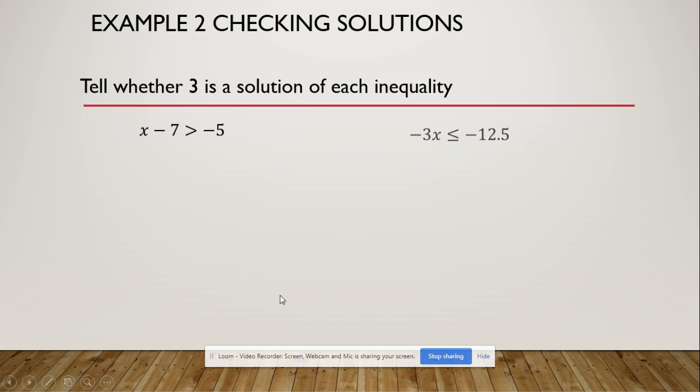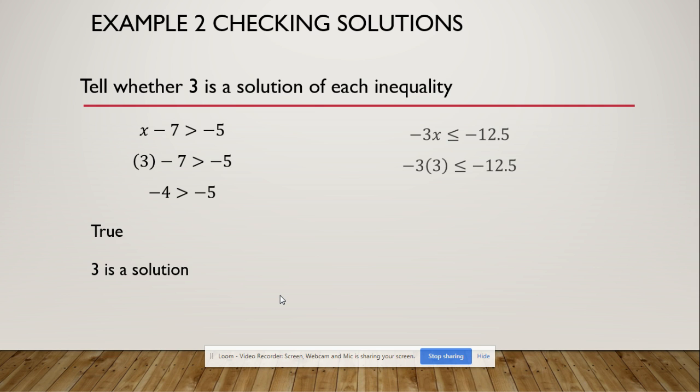All right, so we're going to tell whether or not 3 is a solution to either of these. Step 1, substitute in 3. Just change the variable to 3. 3 minus 7 is -4. Now, -4 is a warmer temperature. It's higher up on the thermometer. So this is a true statement. -4 is greater than -5. So 3 is a solution of that inequality.